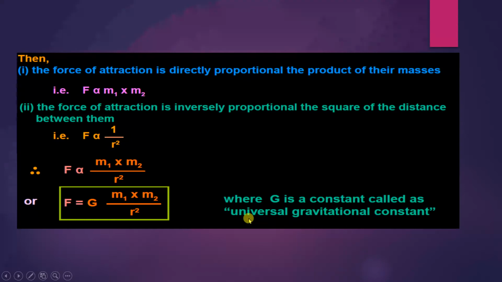Universal means in the universe, and gravitational constant means this value is constant everywhere in the universe. This is going to be a very important point while we are going to define this term g. So remember, this is universal constant, means constant everywhere in the universe, having same value everywhere.